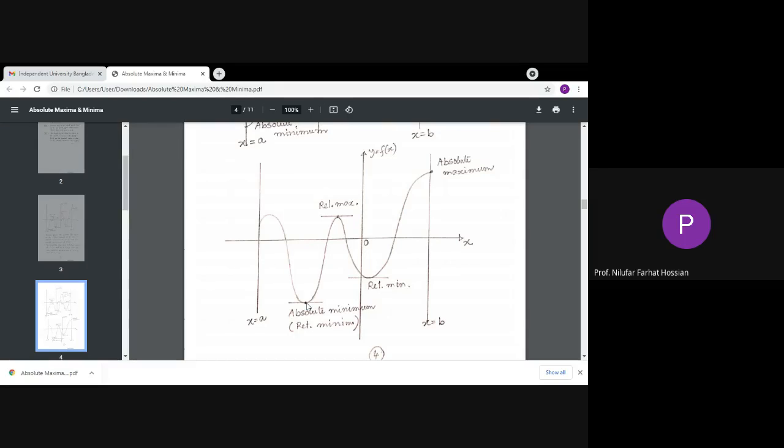And where is the absolute maximum occurring? At x equals b. Yes, at x equals b, you are getting the largest value of the function. At this point, the function has the largest value. So at the right end point, the function has the absolute maximum value.